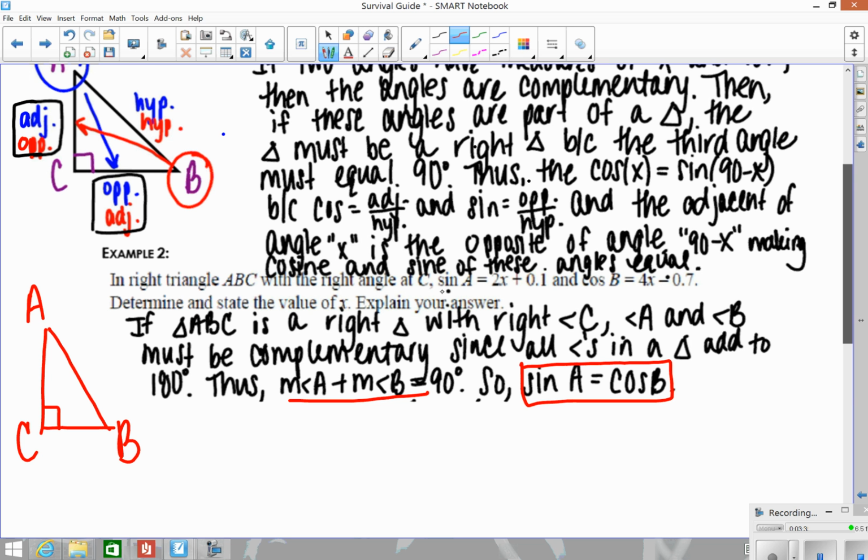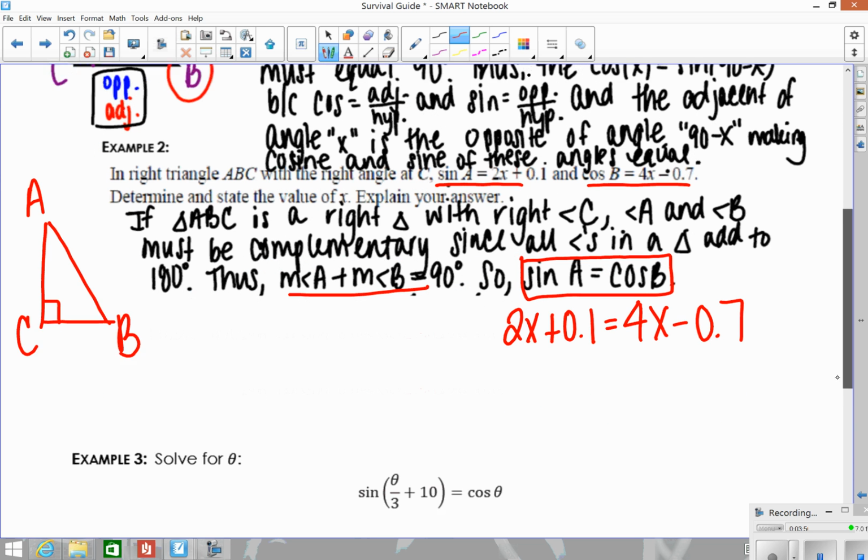Looking at what they give us here, they're telling us that sine of A is 2x plus 0.1. So instead of writing sine of A, I'm going to write 2x plus 0.1. And instead of cosine of B, that equals 4x minus 0.7. So I can just set them equal. I'm just plugging in. From here, you're just going to solve it like a normal equation.